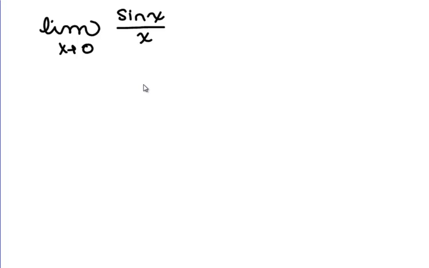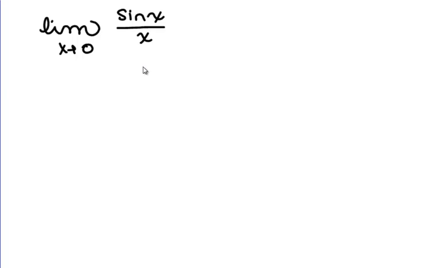We're going to talk about the special trig limits. These are the two limits that we need to know to be able to finish the proof of the derivative of sine of x. So the first is the limit as x goes to 0 of sine of x over x. So what do we think that should be?